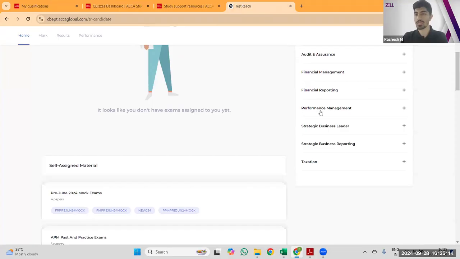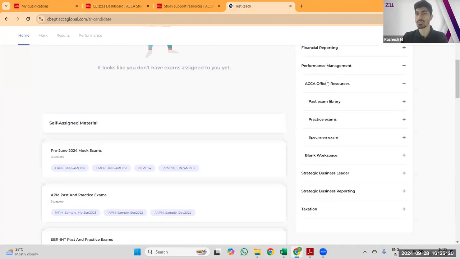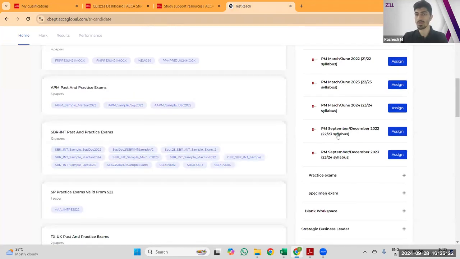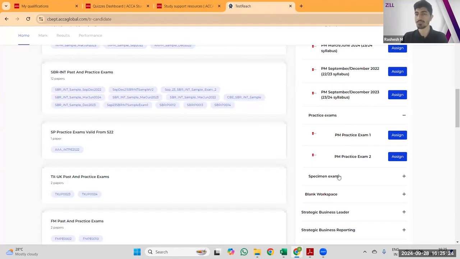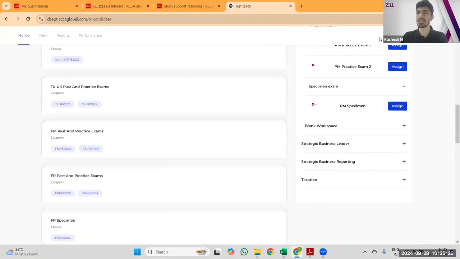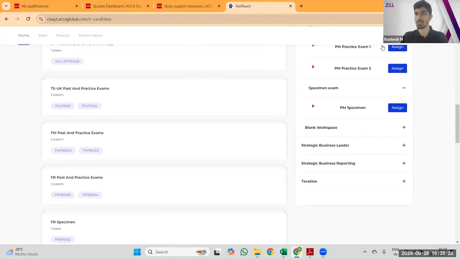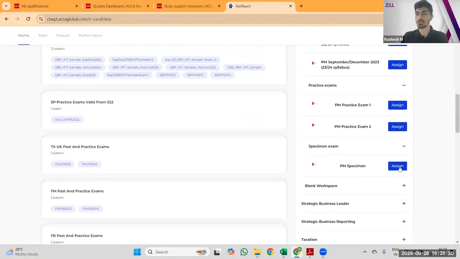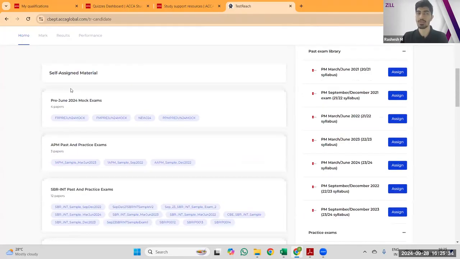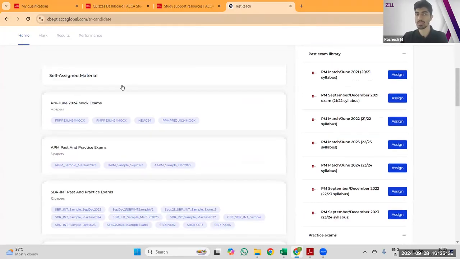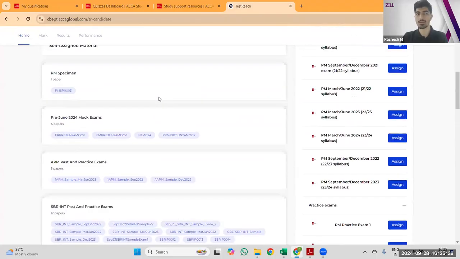All you need to do is go to PM. There's a blank workspace, which is basically an empty space. And there's an official resource where you can see past exam questions. You can see some practice exams, and you can see a specimen exam and 3 mock exams, simply put. So all you need to do is assign it to yourself. Once you assign it, it will show on the left-hand side under assigned material. So as you see, it just updated.